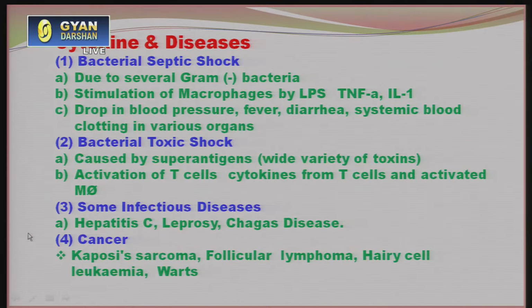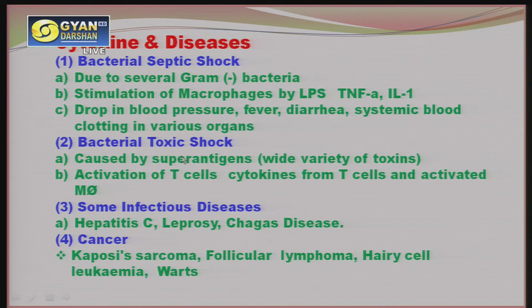And cytokines and disease: the various diseases which are caused by cytokines. Bacterial septic shock occurs due to several gram-negative bacteria, through stimulation of macrophages by lipopolysaccharide, TNF-alpha and interleukin 1. In this case there is a drop in blood pressure, fever, diarrhea, and systemic blood clotting in the various organs.